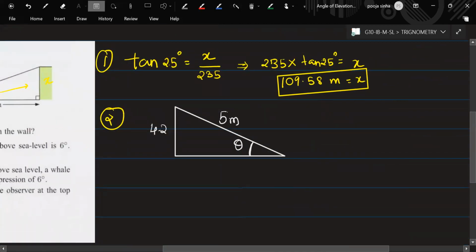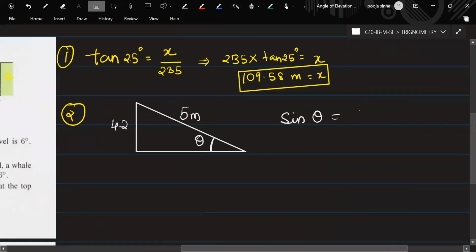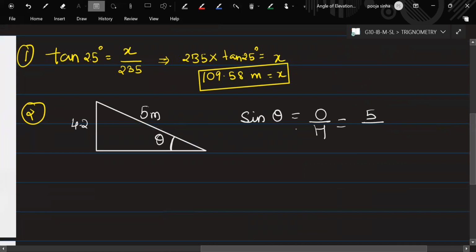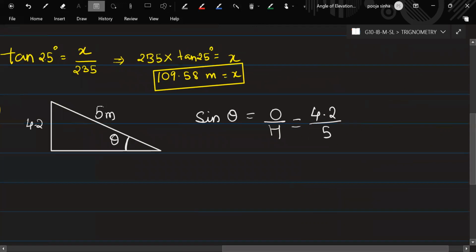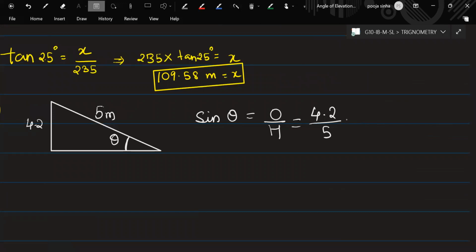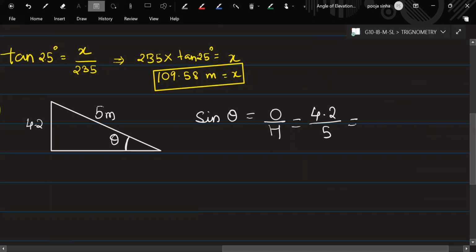So Miss, here you'll use O and H. So sin theta is equal to O upon H. O is 4.2 and H is 5. What is 4.2 divided by 5? It is 0.84.